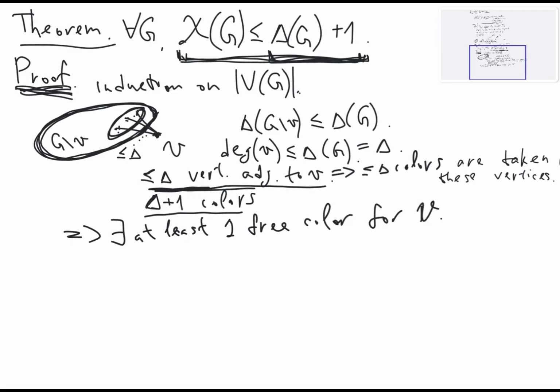So there is at least, and in total we have delta plus 1 colors. So at most delta colors are taken, and the total is delta plus 1 colors, so at least one color is free. So it's not used by these vertices. Therefore, we can use it for the vertex V, because this would not violate the condition of proper coloring, because all vertices that are adjacent to V would be colored into different colors.